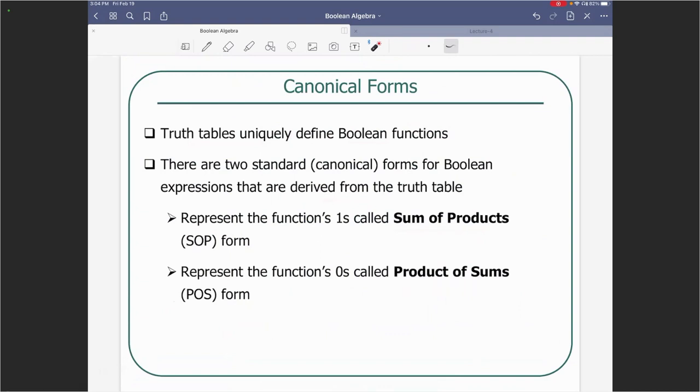Now, SOP, like I said, we are trying to represent the function ones. We are taking a look at where the ones are in the truth table. And for POS, we are looking at where the function zeros are in the truth table. So sum of products versus product of sum. Now, in order to be complete here, these are both canonical forms. So this should be canonical sum of products and canonical product of sums, right? Because we are looking at the standard canonical forms here.